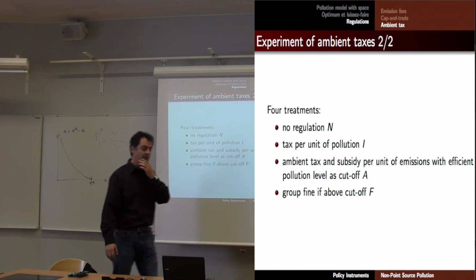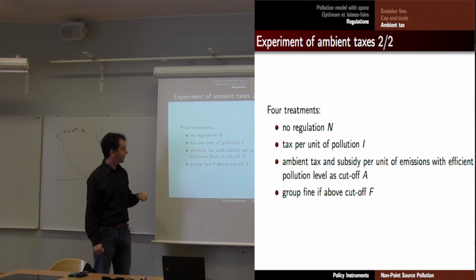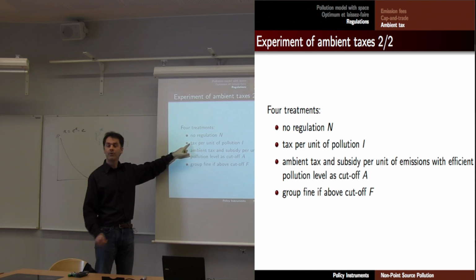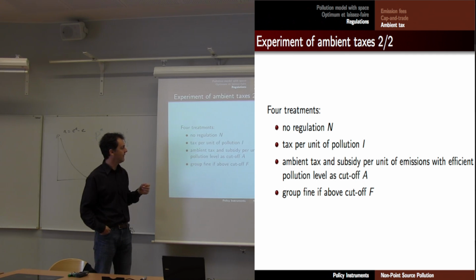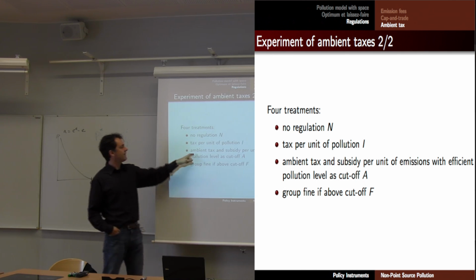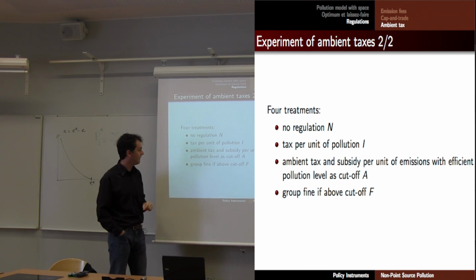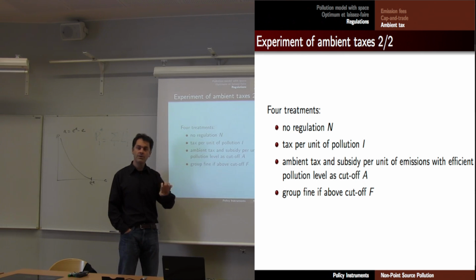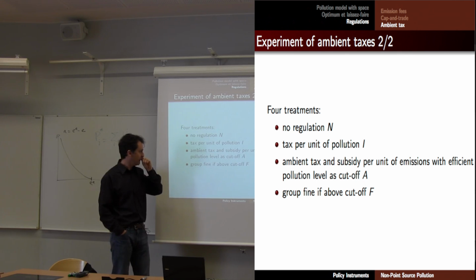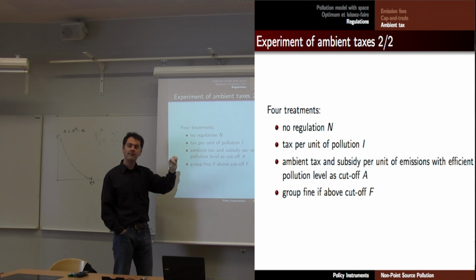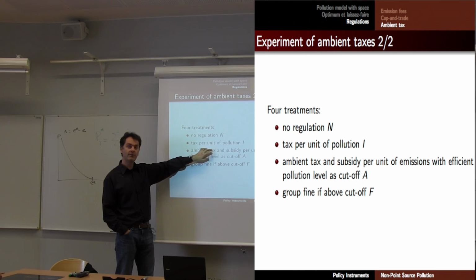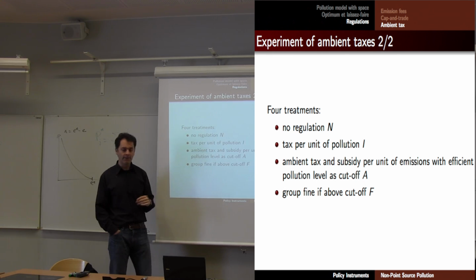And they have considered 4 treatments. The no regulation case; a flat tax per unit of pollution, so you tax each subject a constant amount per unit of pollution; an ambient tax à la Segerson, that is an ambient tax with a subsidy per unit of emission lower than the cutoff; and finally, a fine applied to every subject if total emission is higher than the cutoff, than the first best. So in total, if they emit more than 52, they have to pay a fixed fee. So: no regulation, a constant tax rate on individual emission, a Segerson tax scheme, and a fine for exceeding the cutoff.